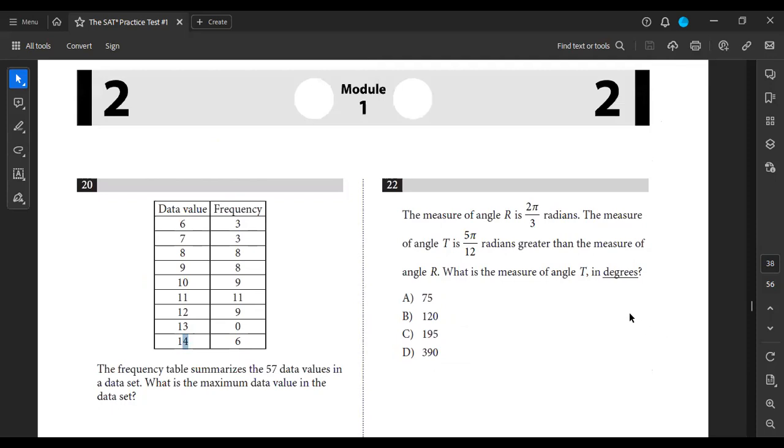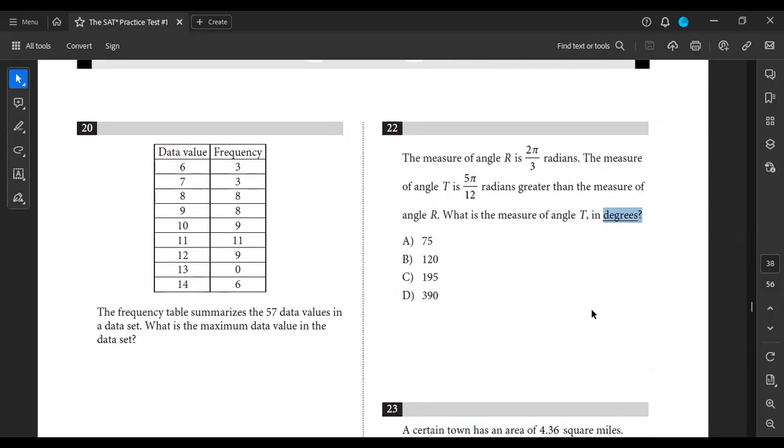The measure of angle R is 2 pi over 3 radians. The measure of T is 5 pi over 12 radians more than the measure of angle R. What is the measure of angle T in degrees? It's funny because sometimes they put these things with an underline just to emphasize it, but it's easy to miss these things sometimes. So we've got 2 pi over 3. R is 2 pi over 3, but T is 2 pi over 3 plus 5 pi over 12. So let's add this.